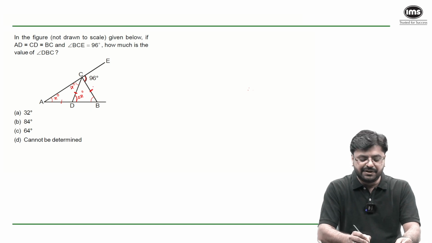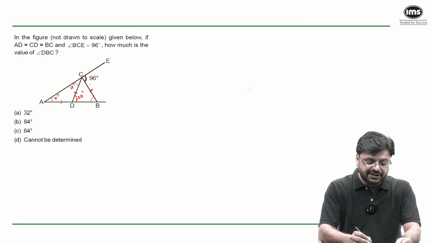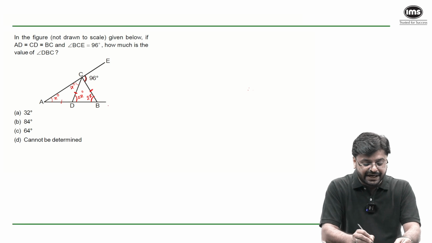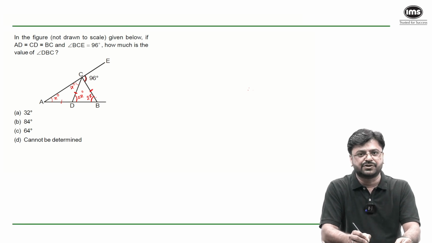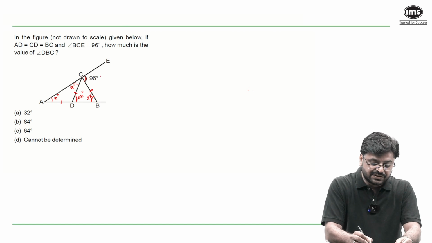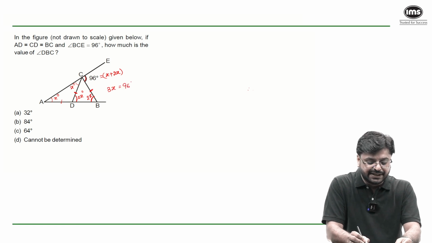Now in triangle DBC, DC equal to CB, which means it is also an isosceles triangle. And in case of an isosceles triangle, angles opposite to equal sides are equal. So this is also 2x. Now finally, for triangle ABC, angle BCE is the exterior angle, and exterior angle is equal to the sum of two interior opposite angles, which is x plus 2x. That means 3x equal to 96 degree or x equal to 32 degree.